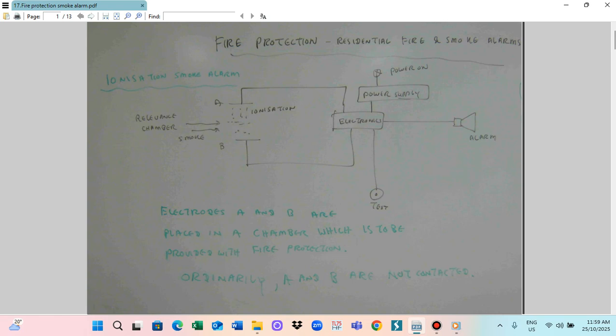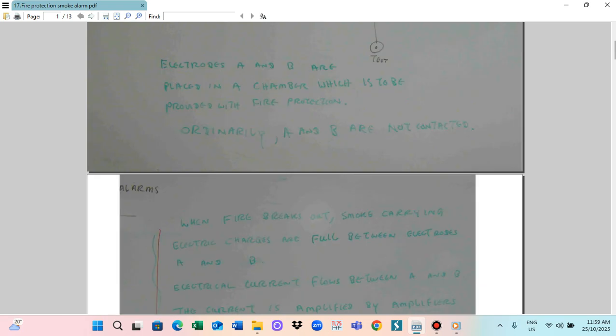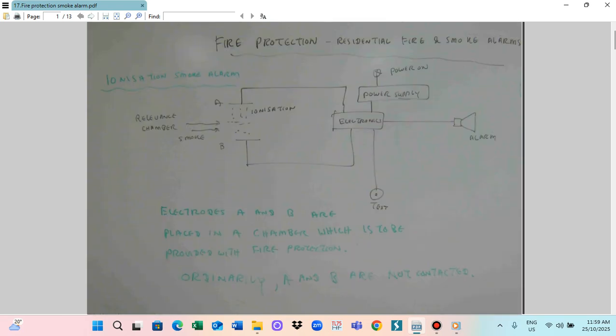Ionization means that when a fire happens, the smoke coming out carries ions. Ions are electrically charged particles carried by the smoke. Normally the two electrodes, A and B, are separated and have no electrical connection. But when there is smoke coming out from any building, in the relevant chamber, this is called a chamber system.